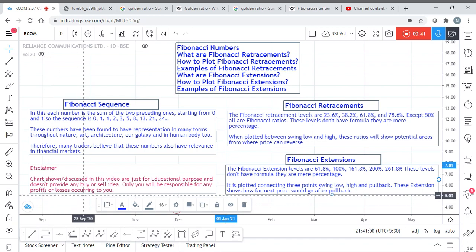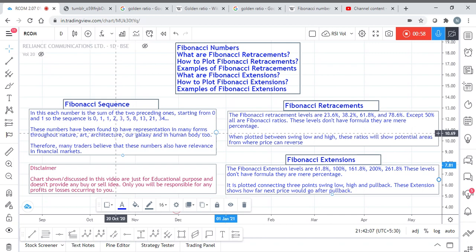So let's move ahead and discuss the Fibonacci. Today we are going to look at these points: Fibonacci numbers, retracement, how to plot them, and some examples of both of them. So let's first understand what is Fibonacci.